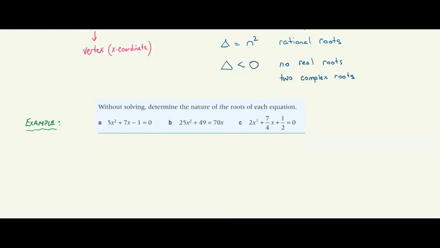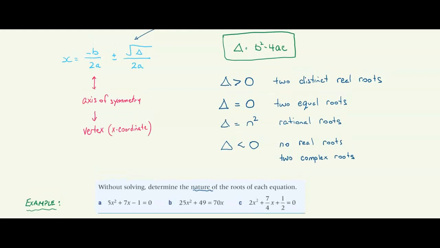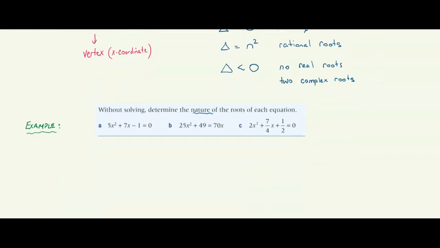The nature of the roots. So this word nature of the roots, they're talking about, well, these are the nature here. Two distinct, two equal roots, two distinct real roots. If it's a square, then they're rational roots. So the nature of the roots, we're after as much information as possible about the roots. And in order to find the nature of the roots, we don't need to solve it. We just need to find the discriminant. That discriminates between the types of roots that a quadratic equation has.